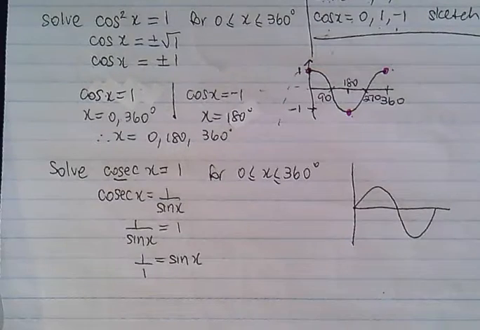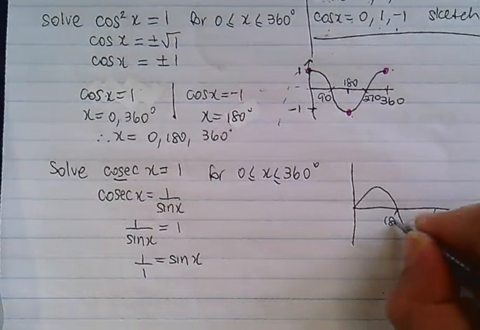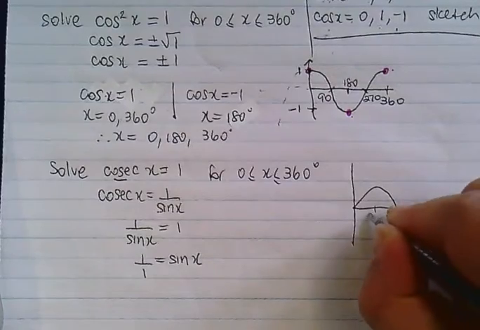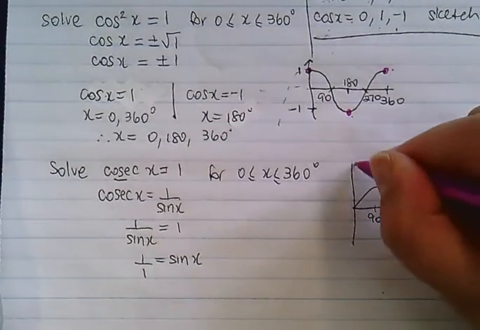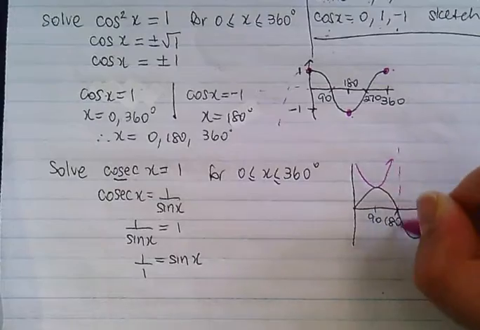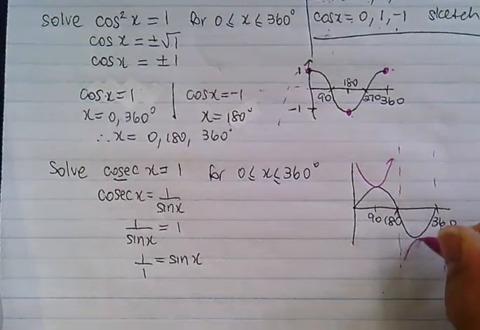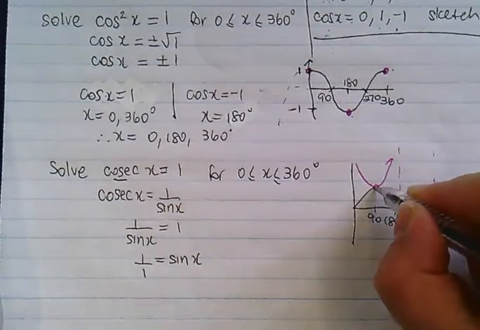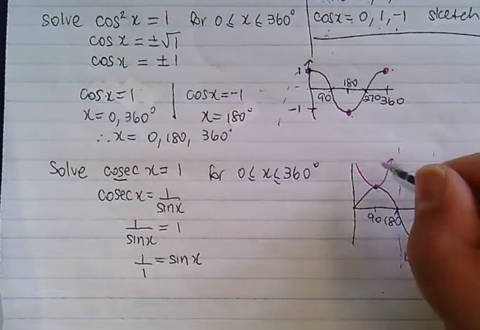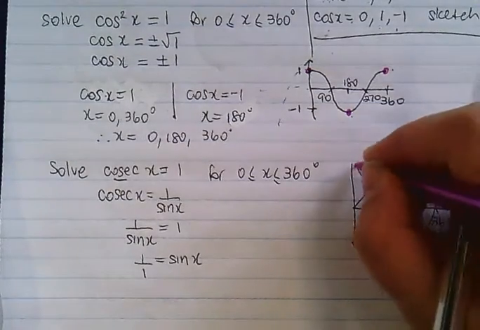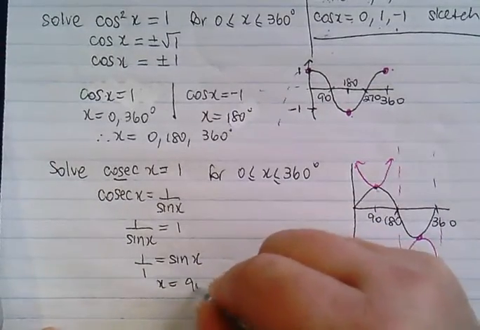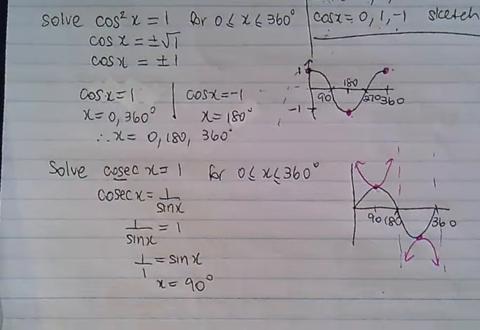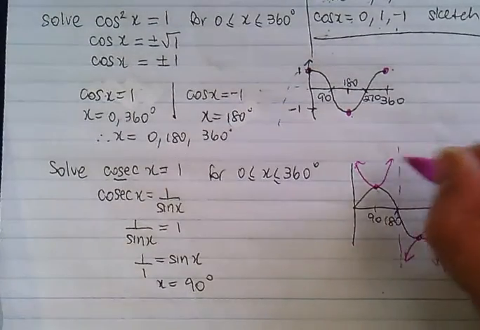You can just do it by sketching. 180, 360, 90, you know, it bounces off, remember? Asymptotes there and there. There you go. You can actually just read it from the graph. What's the solution? You can read it from the sine curve, sine 90, or you can read it from the cosec curve, cosec 90. So my solution is x is 90. Okay? I'm fine for you to sketch the cosec curve if you want.